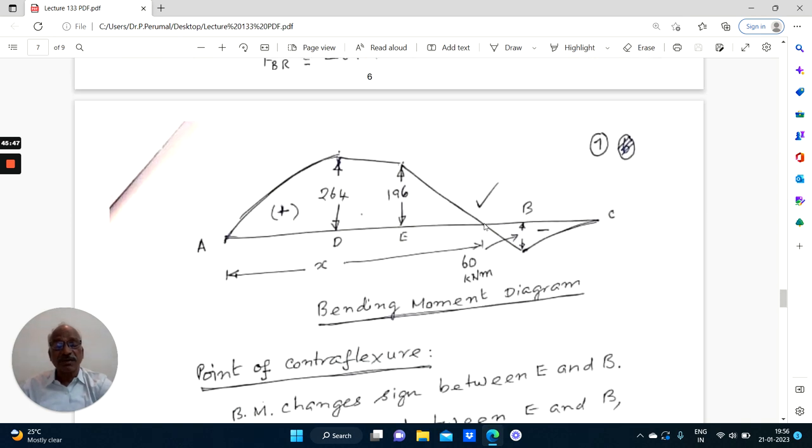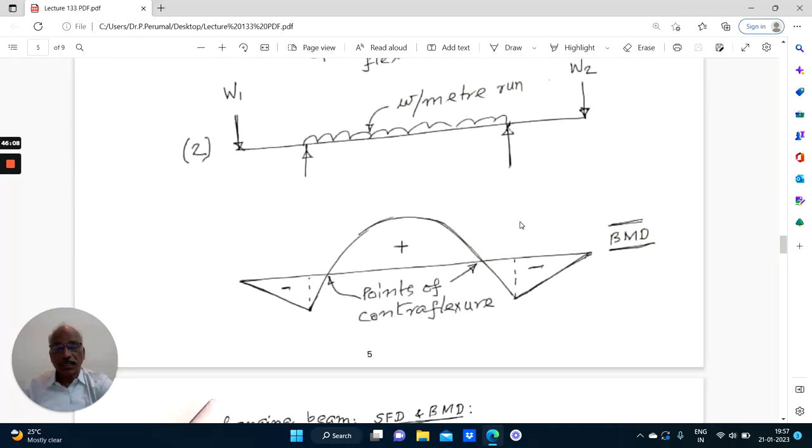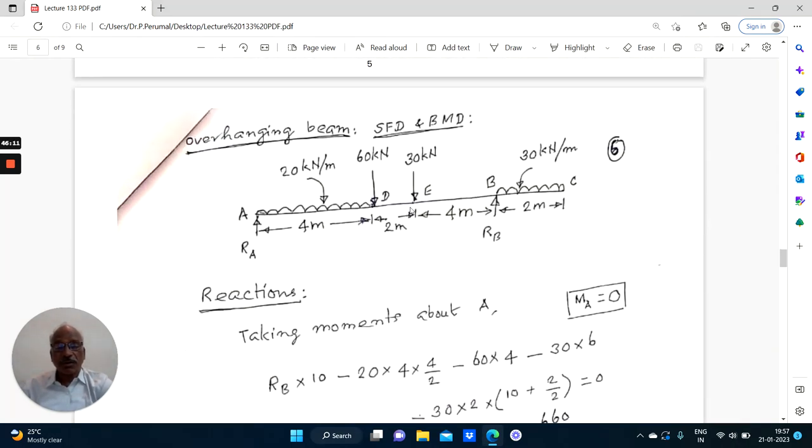Right now here, it is a straight line. We know that this is a straight line. This point of contraflexure can also be located in a different way. Here it is 196, here it is 60. The distance EB equals 4 meters. Between E and B, it is 4 meters. Now, here you know the ordinate at point E, and you know the ordinate at point B, and the distance is 4 meters.